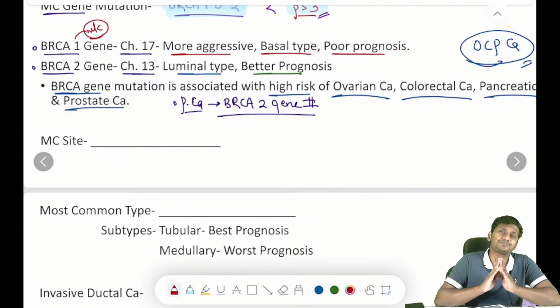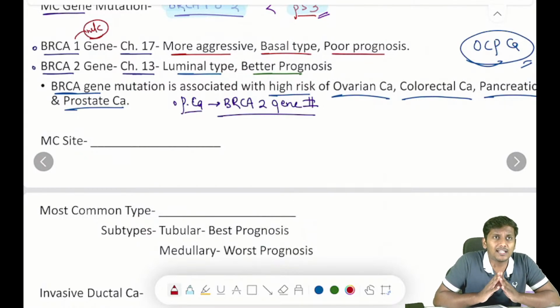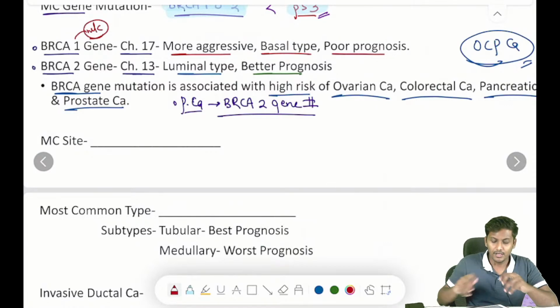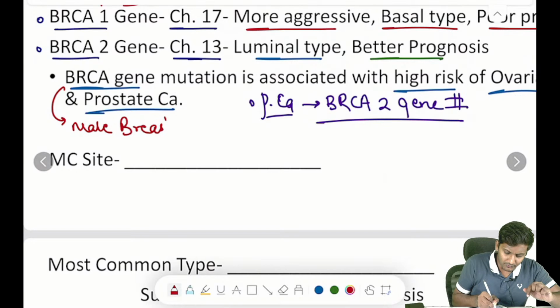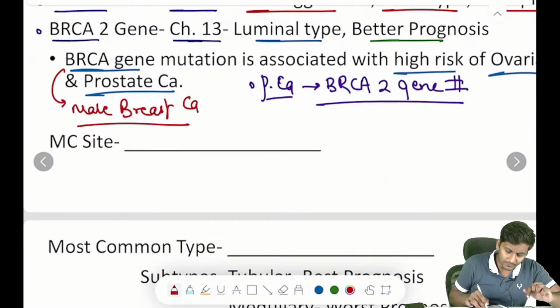Now, overall, which BRCA gene mutation is a more common cause of breast cancer? It is BRCA1. In females, which BRCA gene mutation is a more common cause of breast cancer? Again, BRCA1. But in male breast cancer, which is a more common cause? It is BRCA2 gene mutation. Got it? So that has to be remembered. BRCA2 gene mutation is also responsible for male breast cancer.